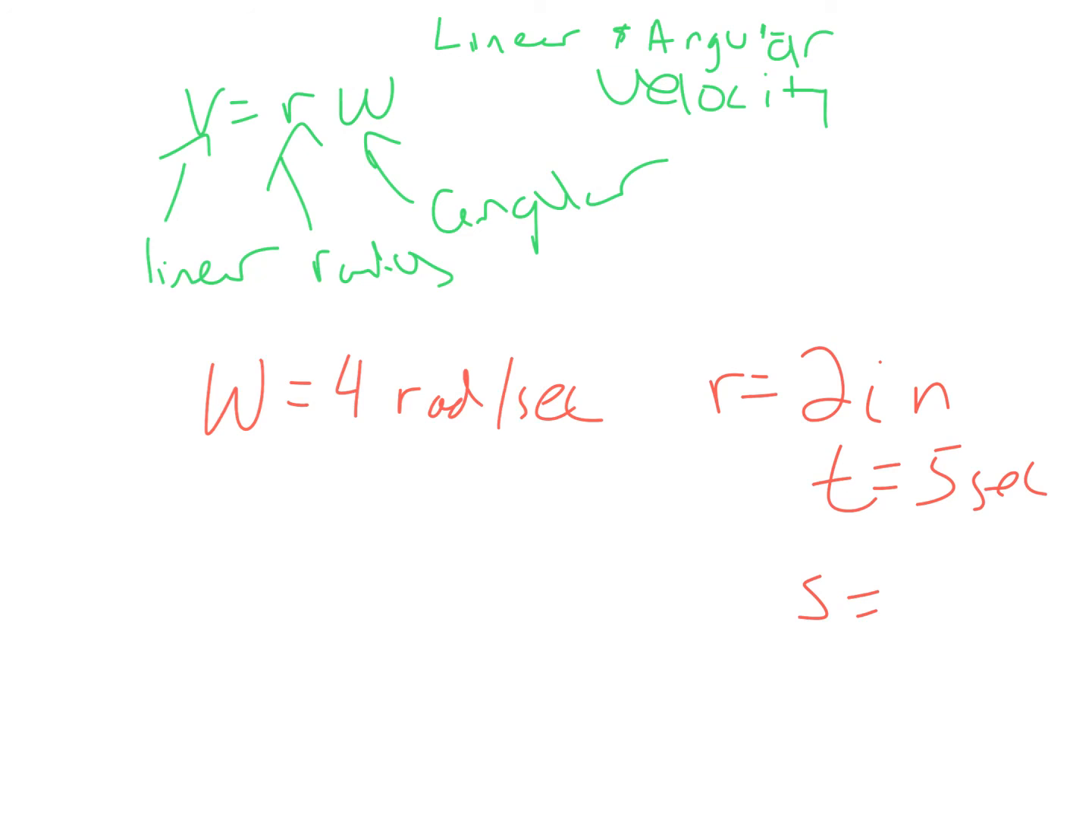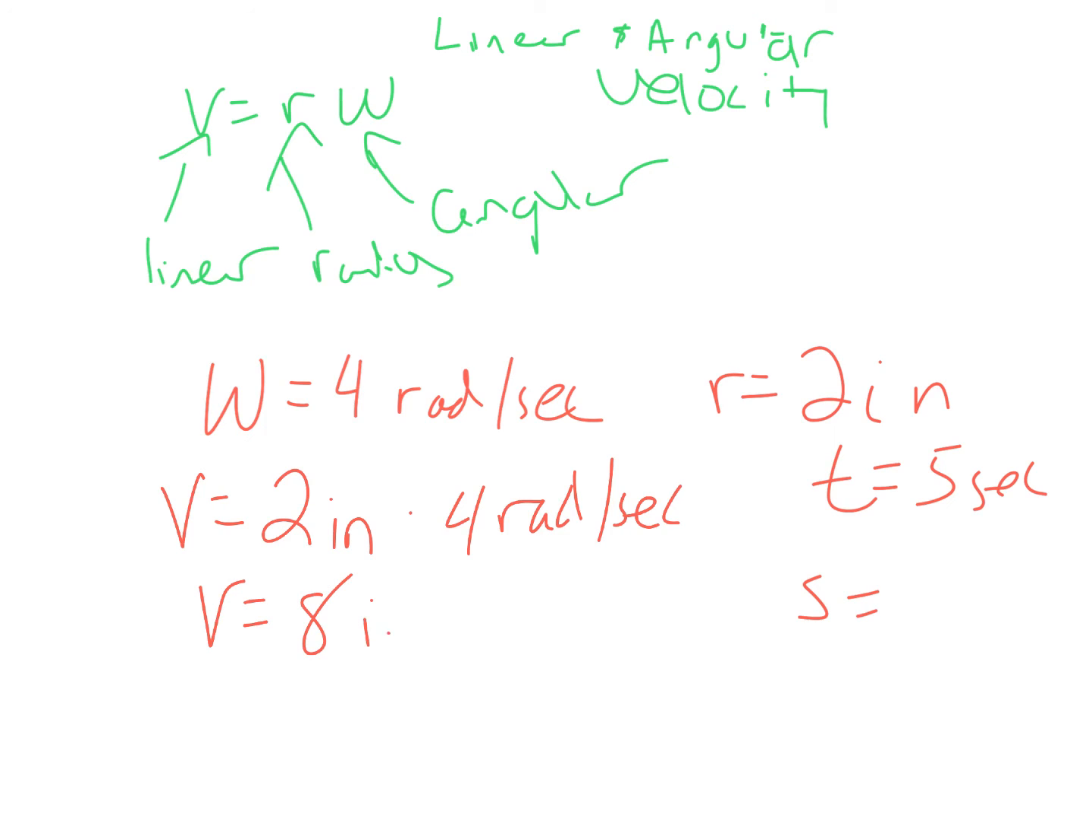So when we do that, v is equal to r, which is 2 inches, times omega, which is 4 radians a second. And when you multiply that together, your linear velocity is going to be 8 inches a second.